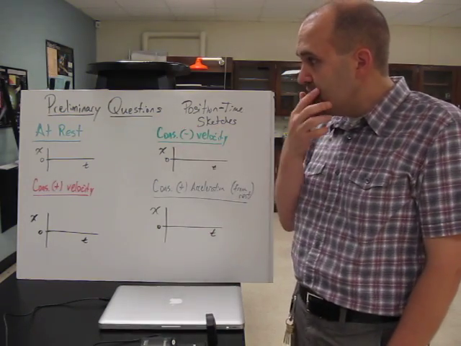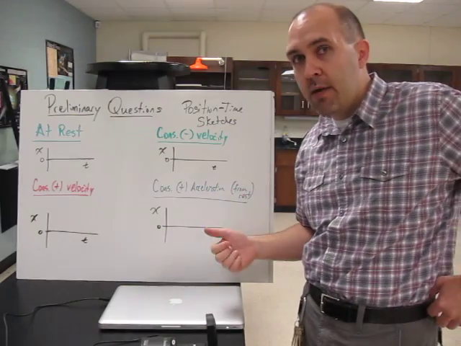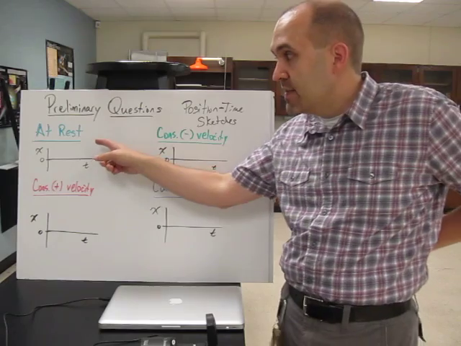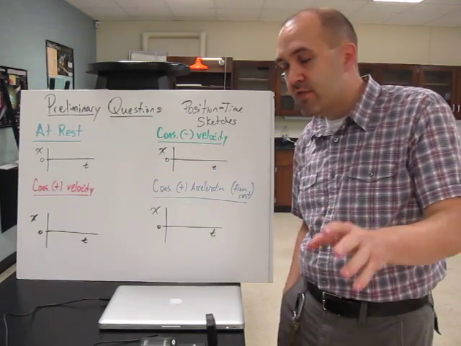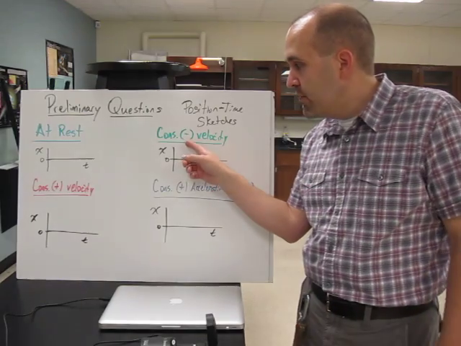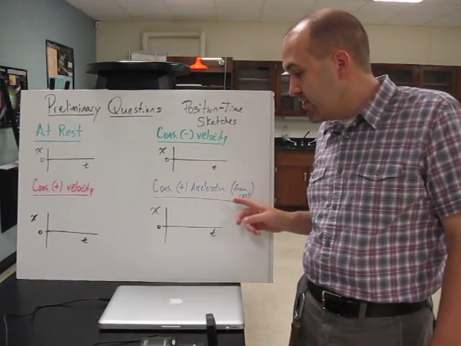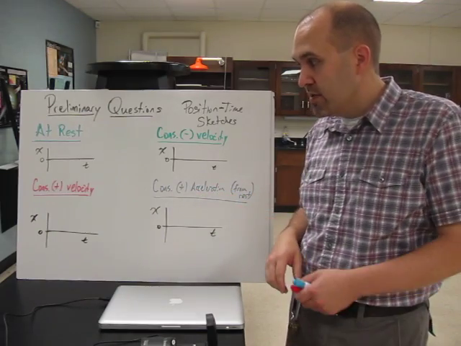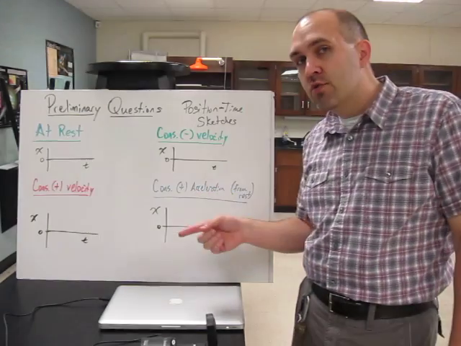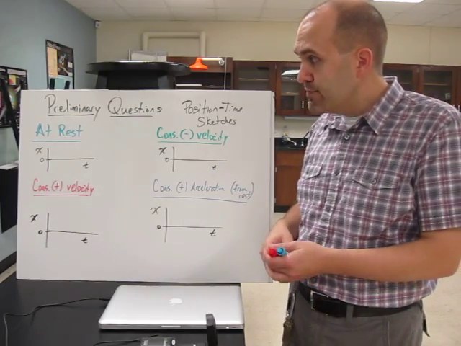It asks you to predict what these four circumstances would look like on a position time graph. That is, an object that's at rest, an object that's moving at constant velocity in the positive direction, an object that's moving at constant velocity in the negative direction, and an object that starts from rest and has a positive acceleration, that is an acceleration in the positive direction. You may need to review the video from before about graphs, motion graphs.